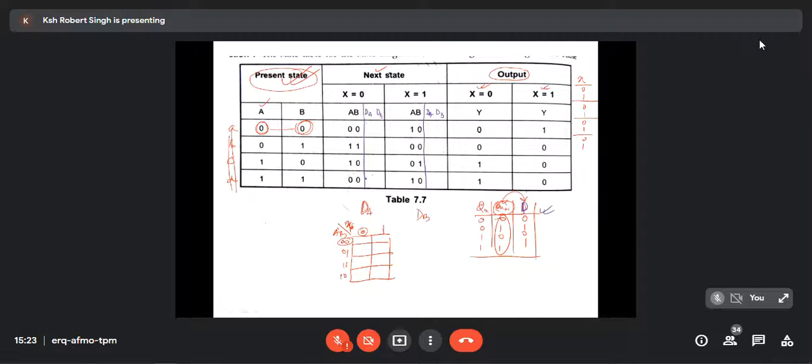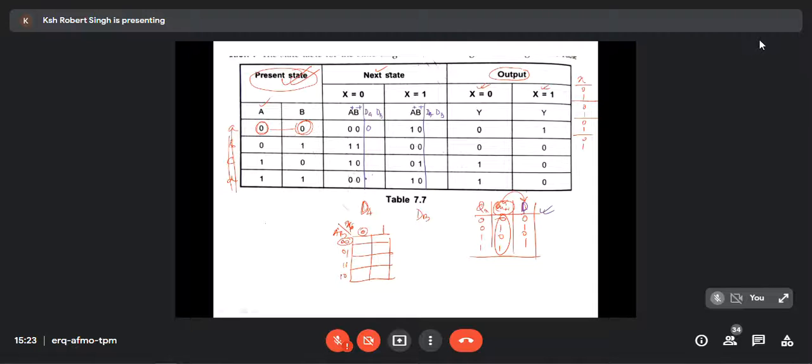For DA, it is 0. Yes, you are telling it is correct. So how are you saying this is 0? Based on what? Tell me. By looking at the A value, sir. This one, let us call it plus, our next state plus.